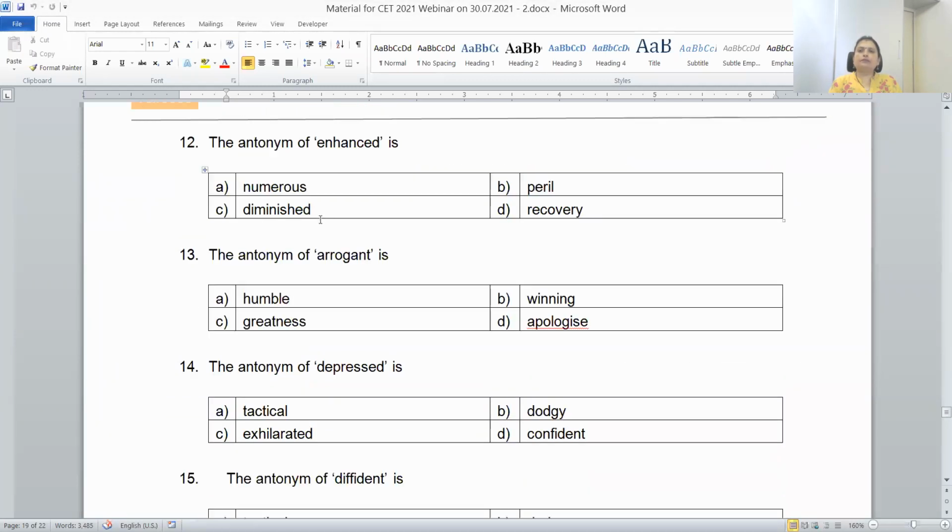Number 12. The antonym of enhanced. What is the antonym of enhanced, children? It is option C. Yes, you're right. Diminished. Diminished. Option C.